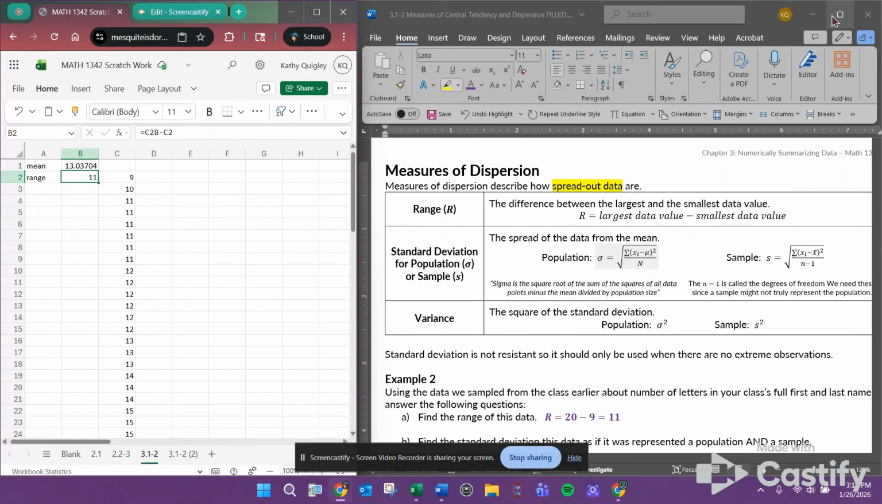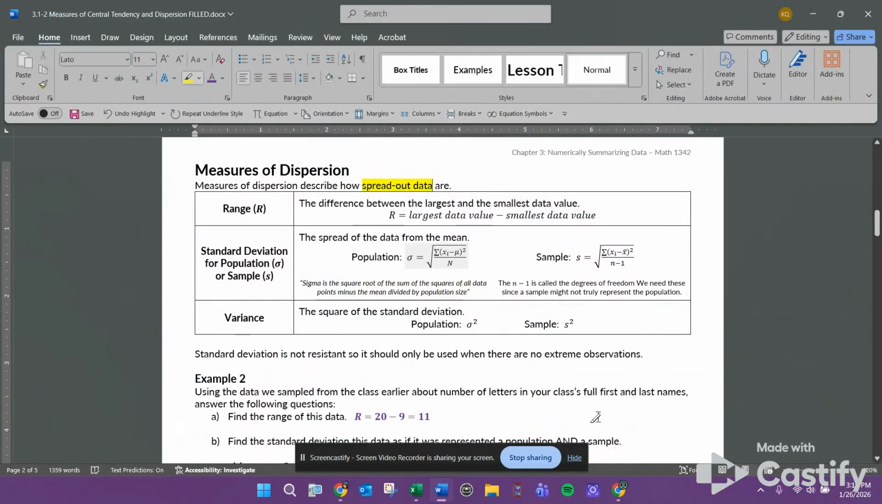Standard deviation, I'm going to make this bigger to talk about standard deviation. Standard deviation is a very typical way for us to talk about the spread of the data. And it's talking about how spread out from the mean we are.